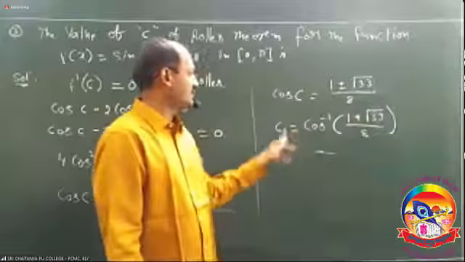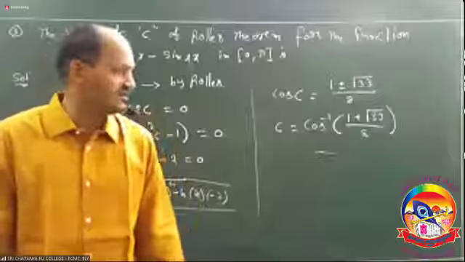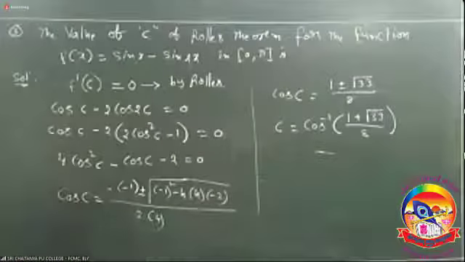How to find the C value? C is equal to cos inverse of 1 plus root 33 divided by 8. Okay, write down my next question.